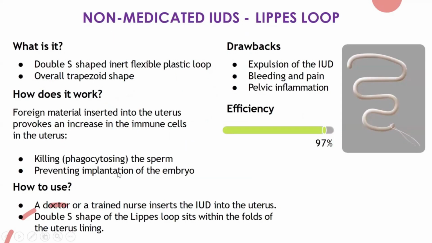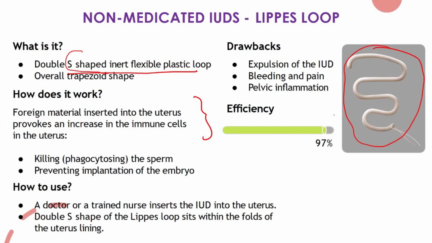One is non-medicated. Let's see how it is. The first one is Lippes loop. Lippes loop is a double S-shaped inert flexible plastic loop. You can see here in the image. Or you can also call it the trapezoid shape. Shape is not important, but remember it is an S-shaped inert flexible plastic loop. It is non-medicated, but how is it helpful for contraception?